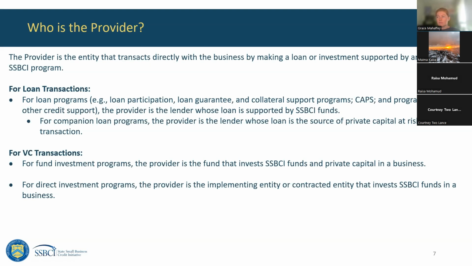And I also want to touch on hybrid programs. They are treated as equity programs and should be reported on the equity tab. The provider for hybrid transactions is based on the equity program. So if your program is a direct hybrid program, the provider would follow the definition found here for direct investment programs. And if your program is a funds hybrid program, the provider would follow the definition for fund investment programs found on this slide. Okay, next slide.